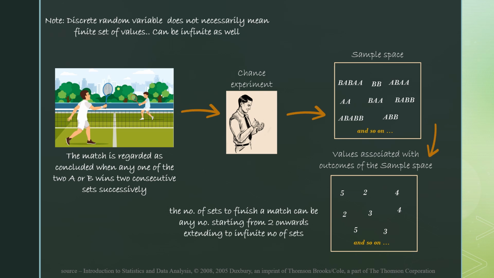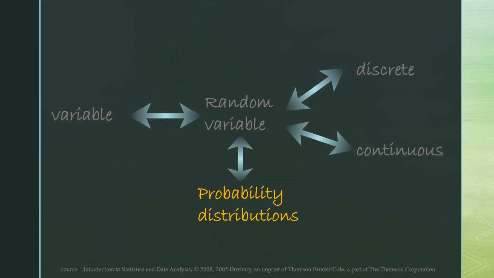As one can see, the number of sets to finish a match can be any number starting from 2 onwards, extending to infinite number of sets. Thus, discrete random variable does not always mean a finite set. Probability distributions.